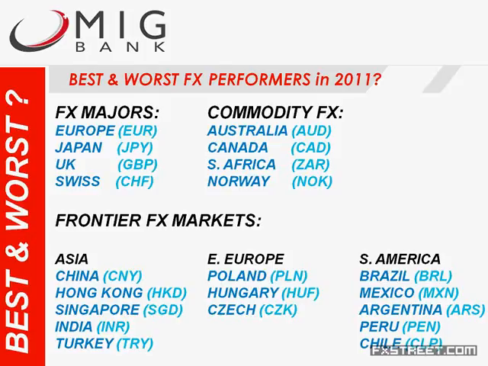So we have FX majors such as the euro, Japanese yen, sterling, Swiss franc. We have commodity FX currencies such as the Aussie dollar, Canadian dollar, South African rand, Norwegian krona. We have frontier or emerging markets in Asia, Eastern Europe, South America, which covers a cross between China, Hong Kong, Turkey, Eastern Europe, Poland, Hungary, Czech, and in South America we have Brazil, Mexico, Argentina, Peru, Chile. So we're really looking at the world here, the extended major currencies around the world. Which ones do you think have performed the best, and which ones do you think have performed the worst?